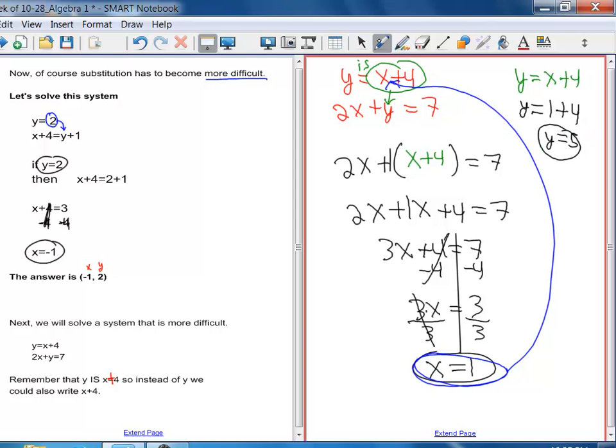At this point, we have both x and y, so we can write them as a point. X is 1, y is 5. This is our solution to the system. And if we had used the graph and check method, which we didn't, but if we had, we would have found the two lines intersected at this point.